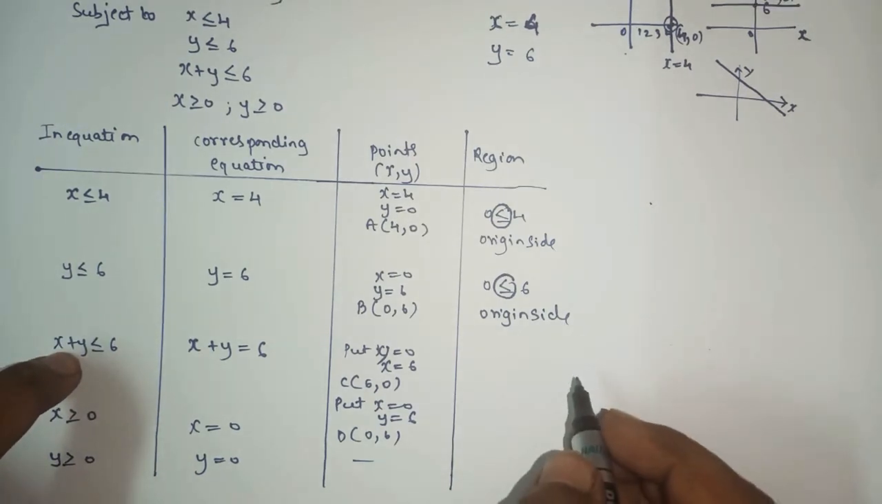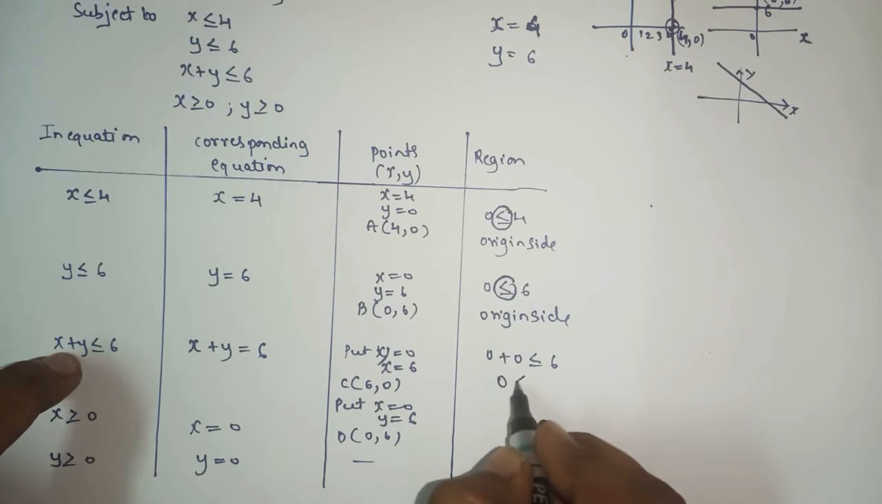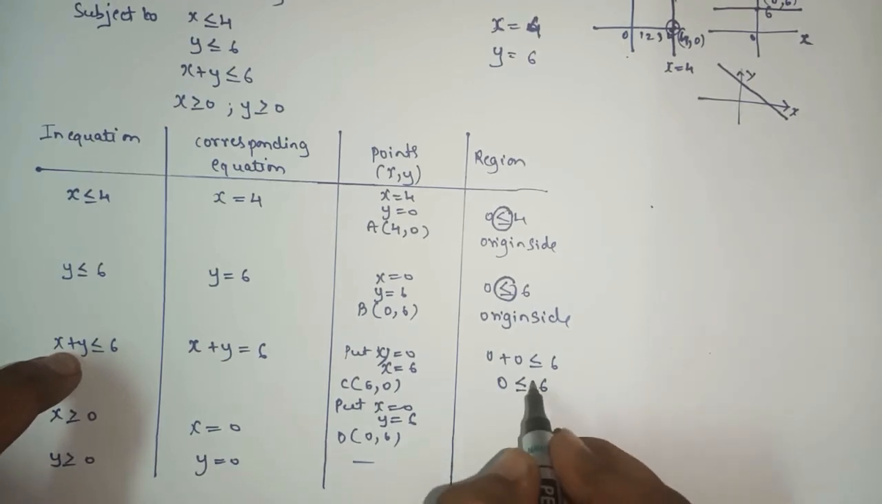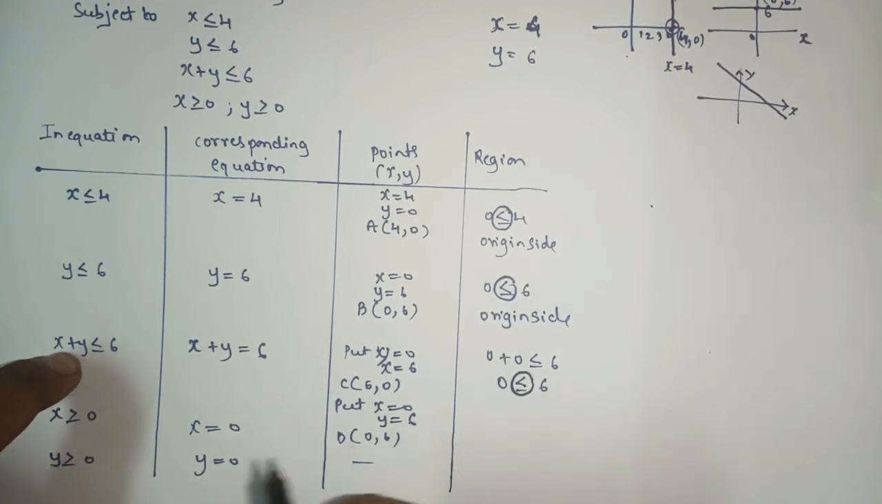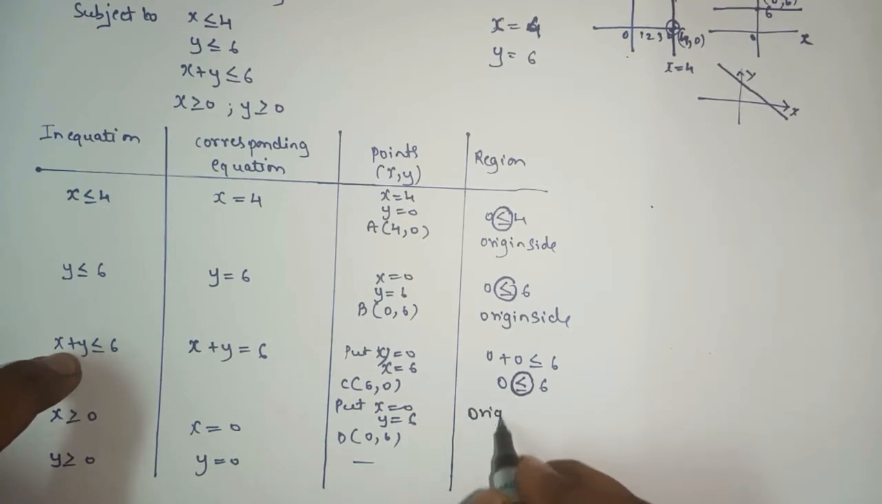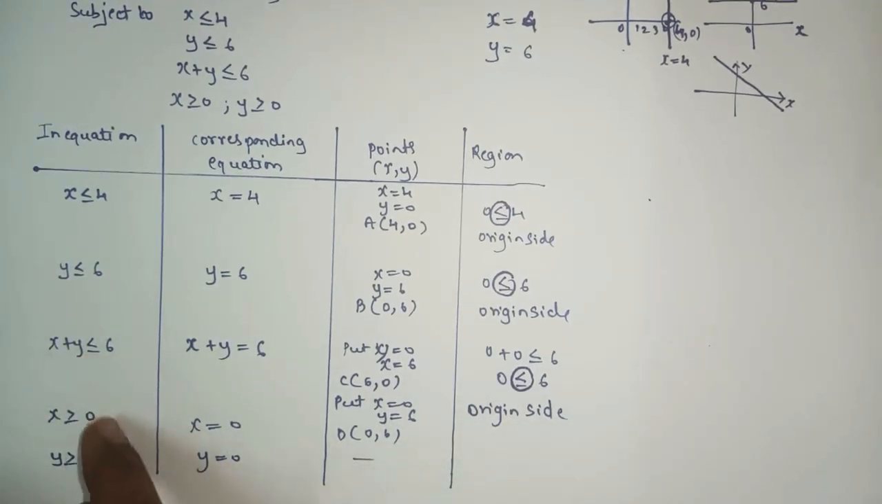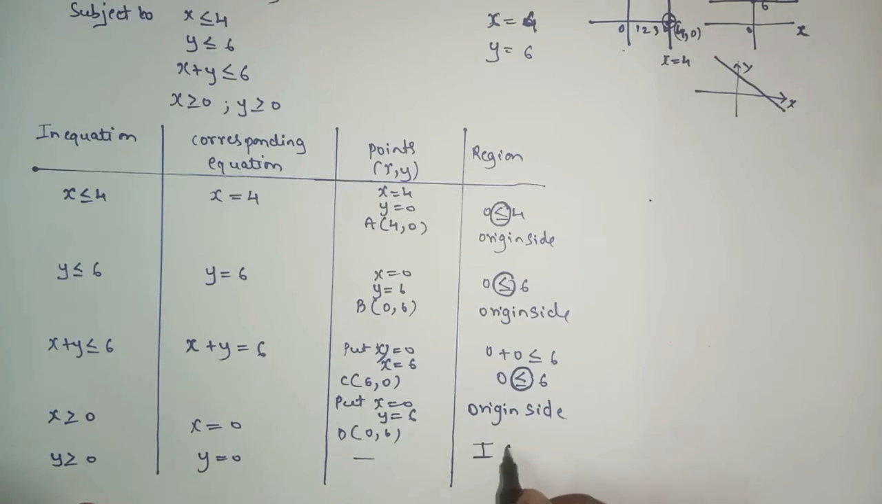We'll replace this x and y by 0, so 0 plus 0 is less than or equal to 6, so 0 is less than or equal to 6. Out of these two conditions, one condition should be satisfied, so 0 is less than 6, origin side. Understood the concept? What do you mean by origin and non-origin side? Yes or no? What about this 2? It lies in the first quadrant.